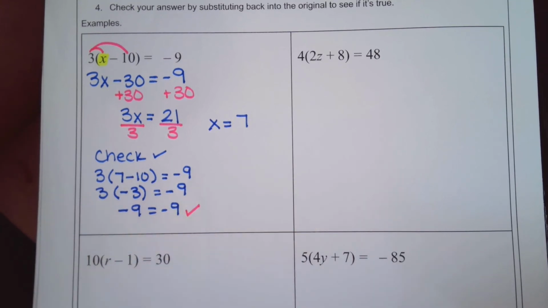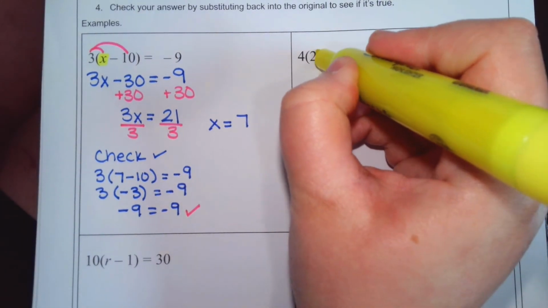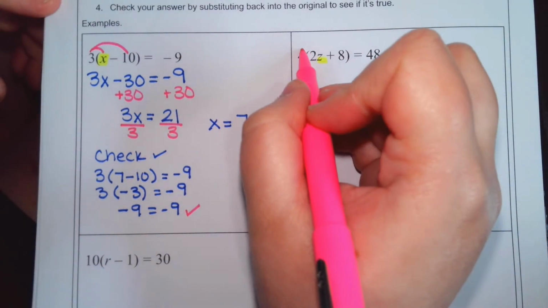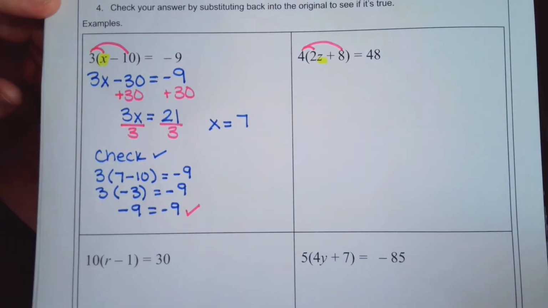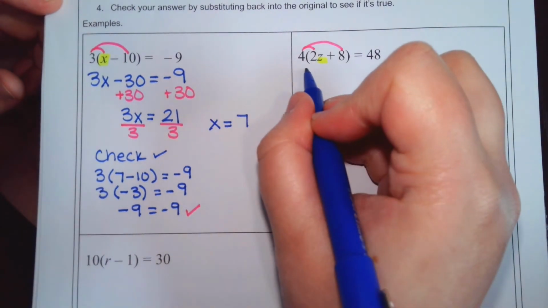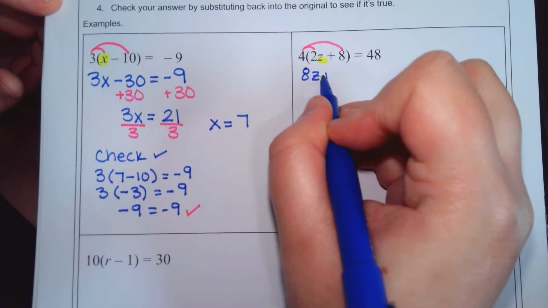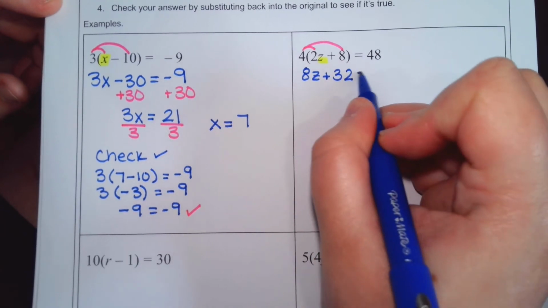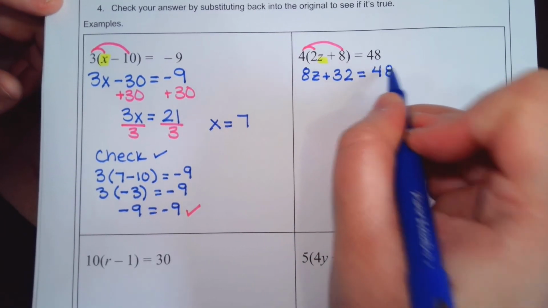All right, our next one. 4 times 2z plus 8 is equal to 48. Here's our variable, z. So that is what we need to solve for. So we start with distribution. So 4 times 2z is 8z, plus 4 times 8 is 32, is equal to 48.